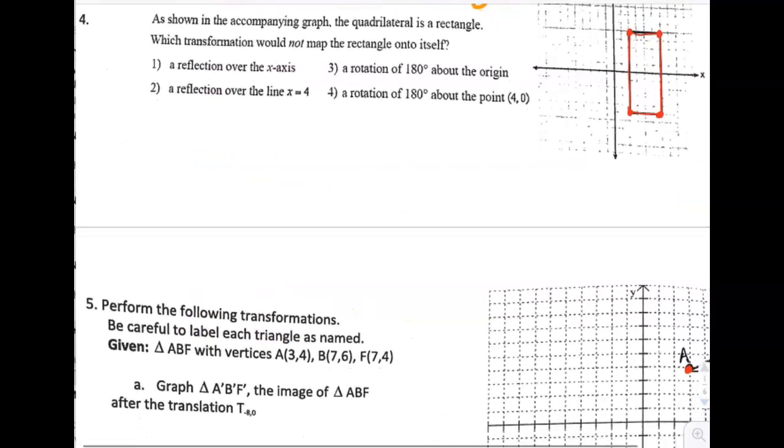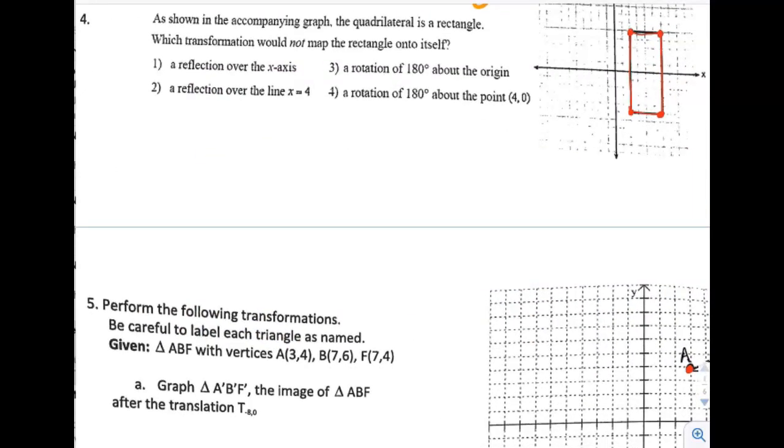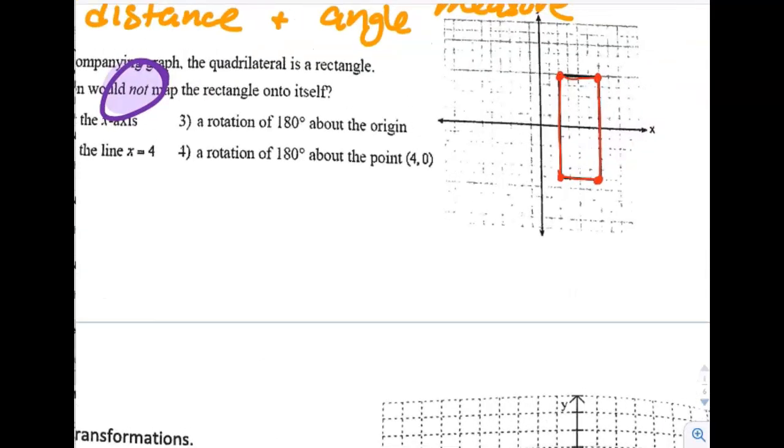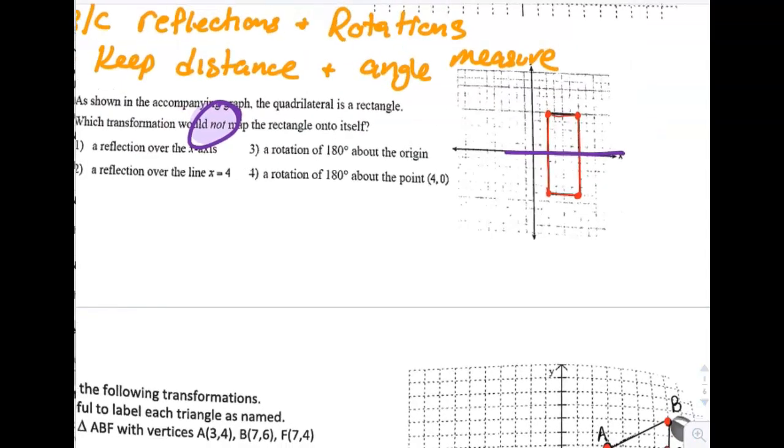Number 4 says, which transformation would not map the rectangle onto itself? So choice 1 says a reflection over the x-axis. If you reflect this over the x-axis, you're going to end up with the exact same thing. Half is on the top, half is on the bottom. It's going to end up right on itself. So that would map it onto itself. We're looking for one that wouldn't.